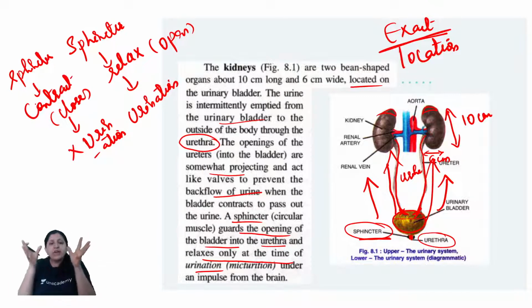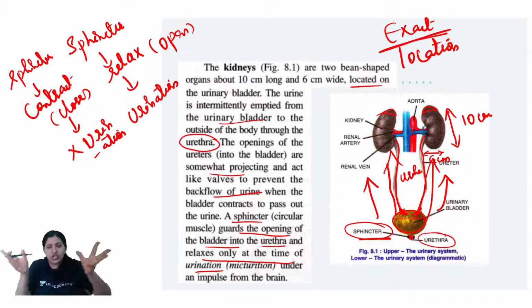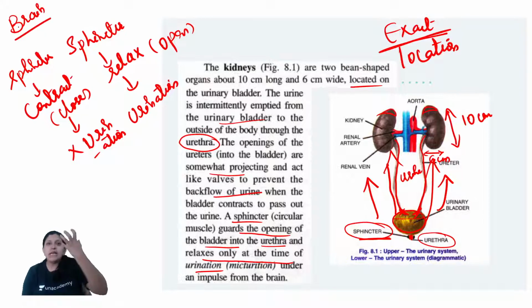So let's say relaxation of the sphincter muscle will occur, then contraction of the sphincter muscle. So it is basically relaxation and contraction that is going to occur, and that is mainly from the impulse. The impulse from the brain is coming, and this impulse is reaching the muscles.